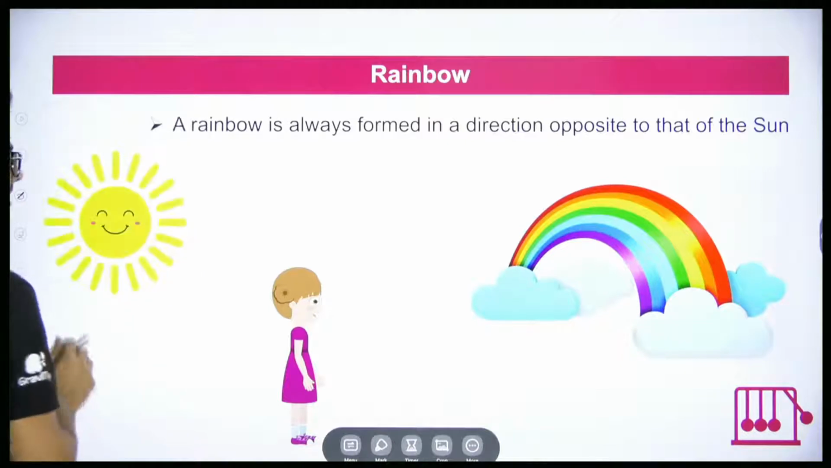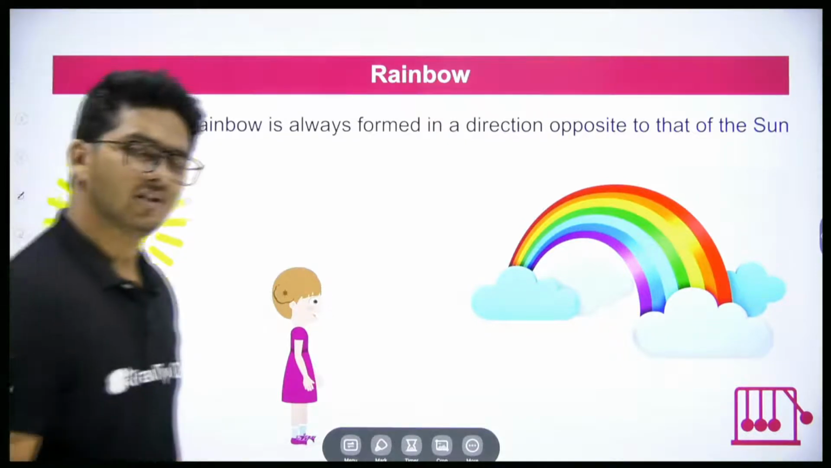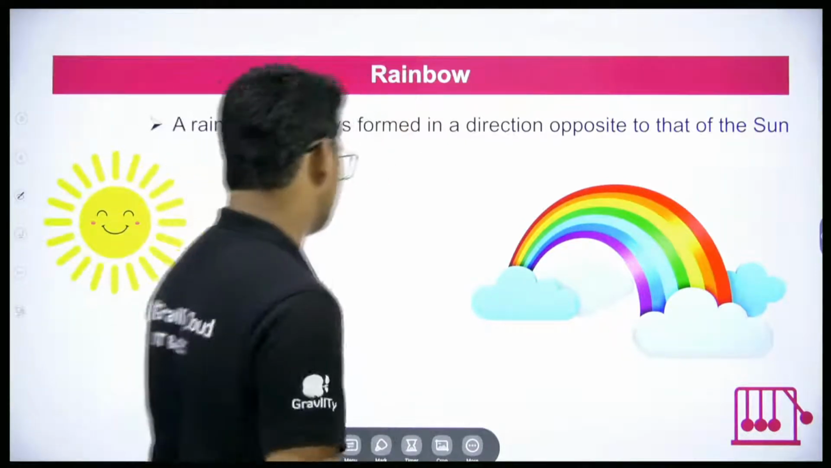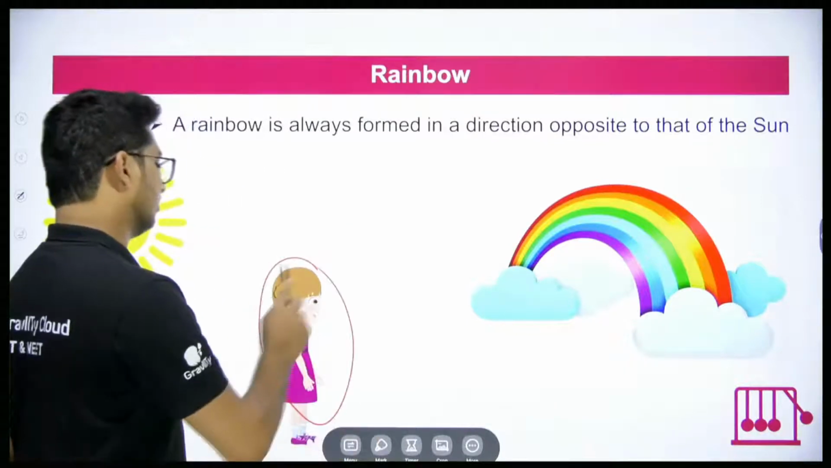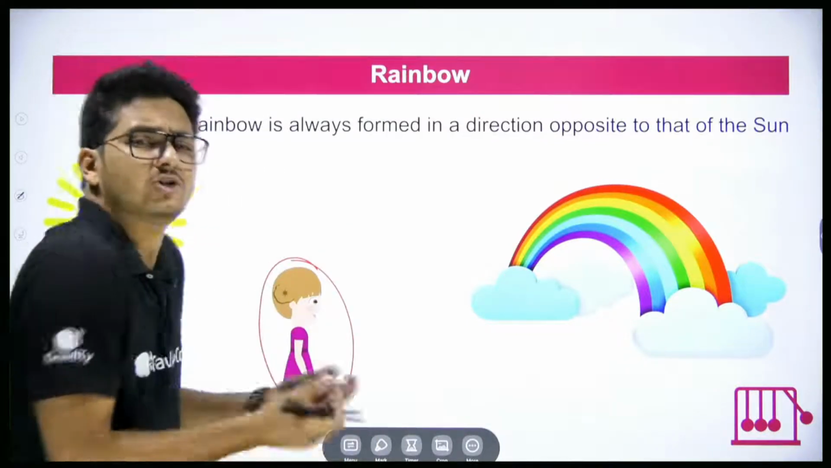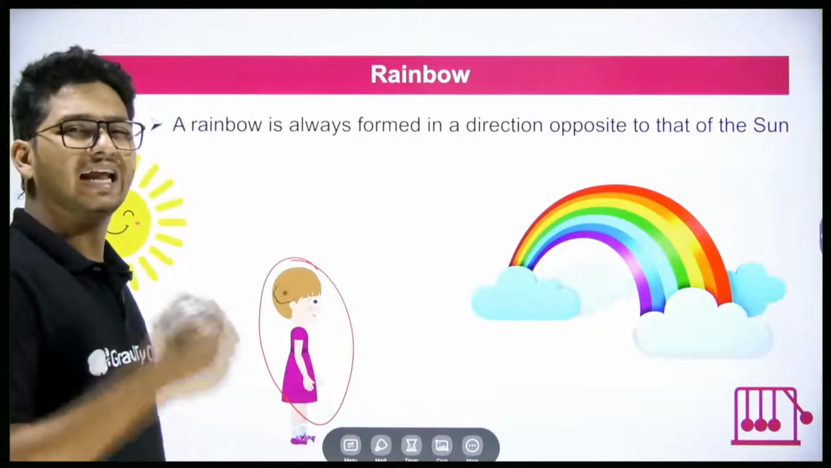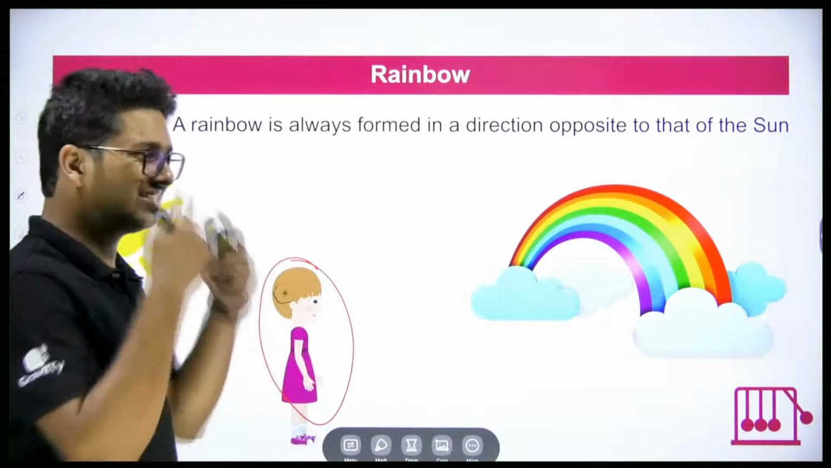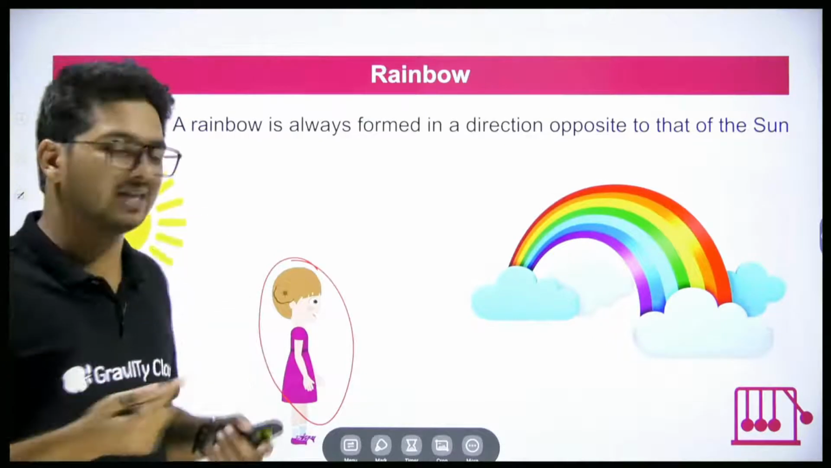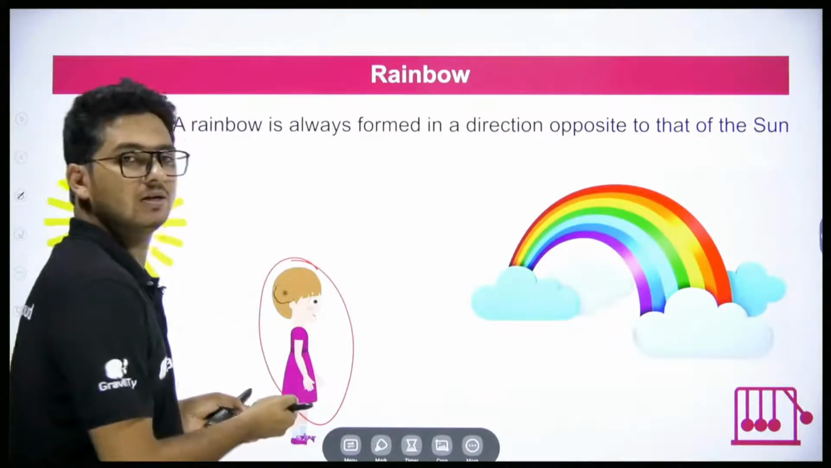So as you can clearly see, these are the factors that we need for the formation of a rainbow. Obviously, if you want to look at a rainbow, you have to be there. So the observer should be there. Because light is not something tangible. You cannot touch light. You can only see it. We can see it through our eyes. So we need an observer to be there.